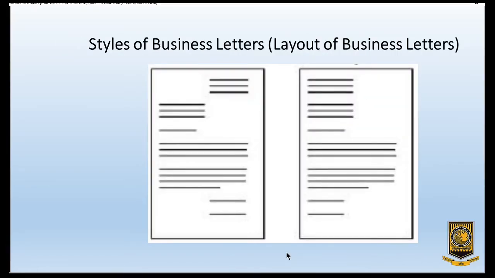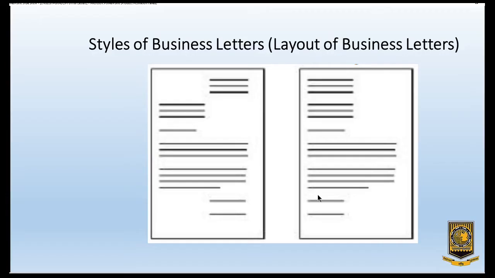Then in the formal letters, you have 2 different types, especially in the layout of the letters. One is the older method, and this one is the one you are mostly used to. Here's the sender's address, receiver's address, salutation, and then the body, and the ending, the closing and the signature.